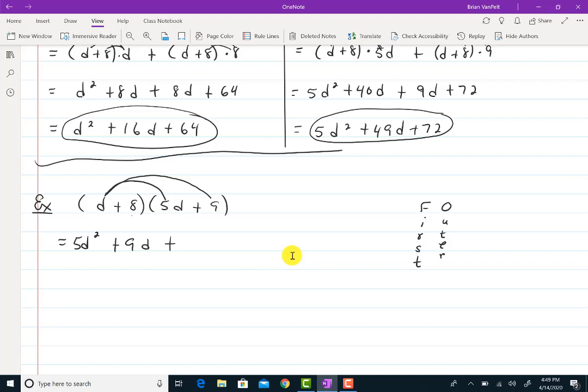Next, we do these things on the inside, which we call the inner. And that part there, 8 times 5d is 40d. And then finally we take this last one times this last one there. That'll be 72. That's 8 times 9. I'll just write 72 for that part. That's known as the last. And you can see the acronym that is spelled out is FOIL. So you probably are familiar with the FOIL method.